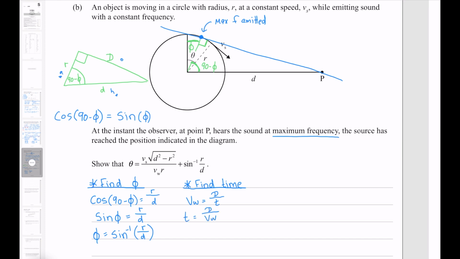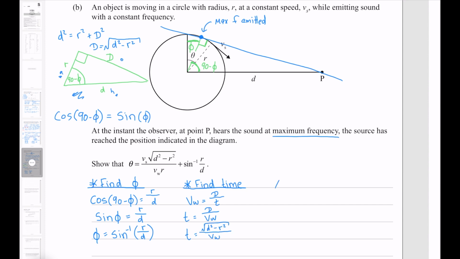Now we want to replace our capital D, our distance, with variables that are present in our final equation. We can do that using a bit of Pythagoras. So looking at our triangle up here, we can state our Pythagorean formula, which is that d squared, our hypotenuse squared, is equal to r squared plus capital D squared. Solving that for D gives us the square root of d squared minus r squared. So let's make that substitution.